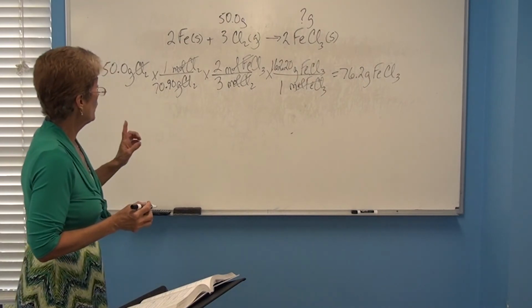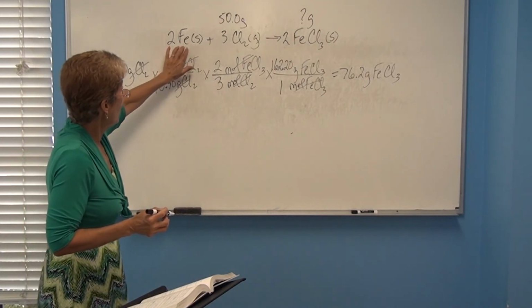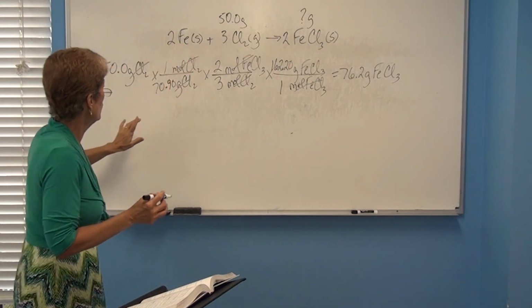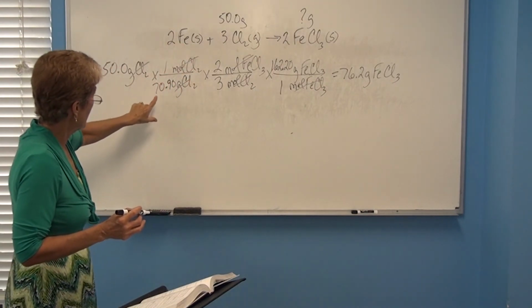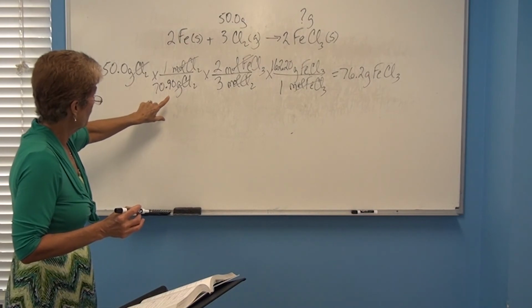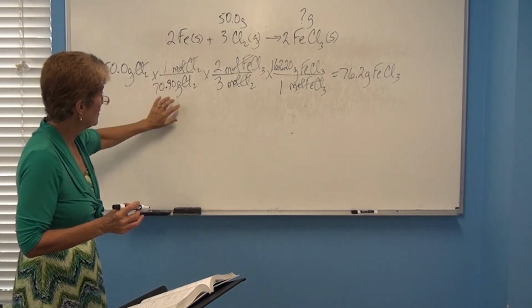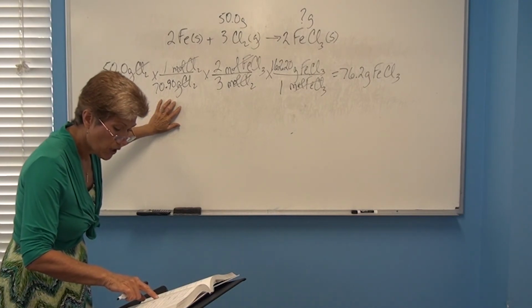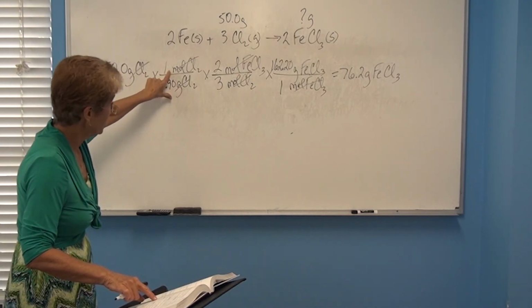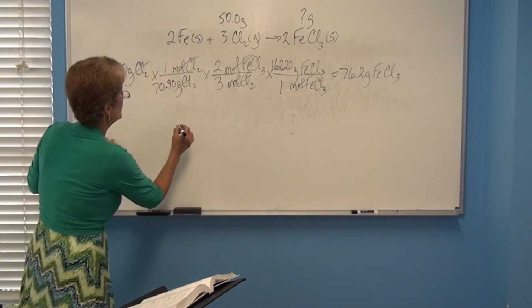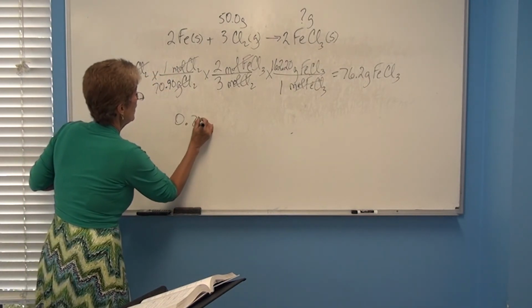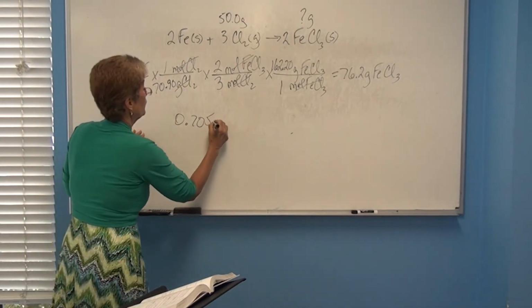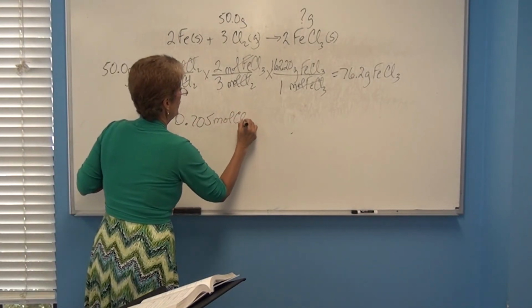Now, we were asked how much iron did we use? And so to do that, let's go ahead and, well, had we done this in steps, we'd have found that the moles of chlorine, which is what we got to here, is 0.705 moles of chlorine.